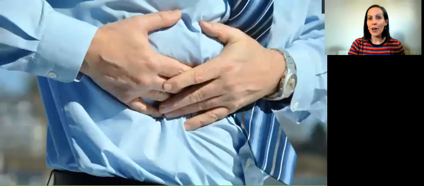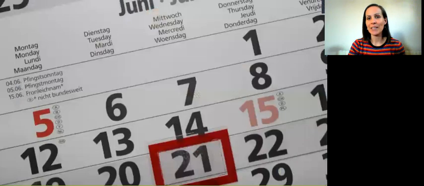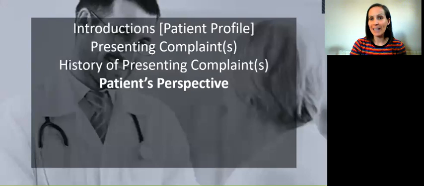As we ask our opening questions, we find out all those symptoms. We can use some skills to really help us at this point, and then we want to find out the history of the presenting complaint. So that's looking at the timeline, the sequence of events, the story of their disease. And then we move on to the patient's perspective.